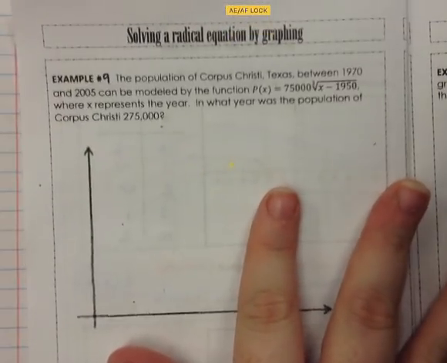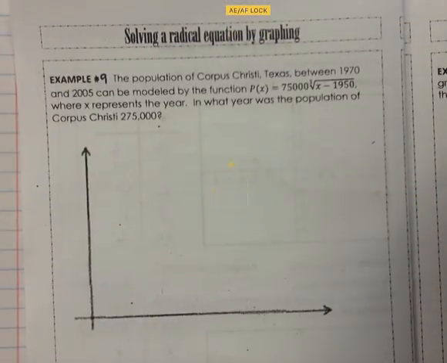So this first one, we're going to solve this radical equation by graphing. It says the population of Corpus Christi, Texas between 1970 and 2005 can be modeled by the function p of x equals 75,000 cube root x minus 1950, where x represents the year. In what year was the population of Corpus Christi 275,000?